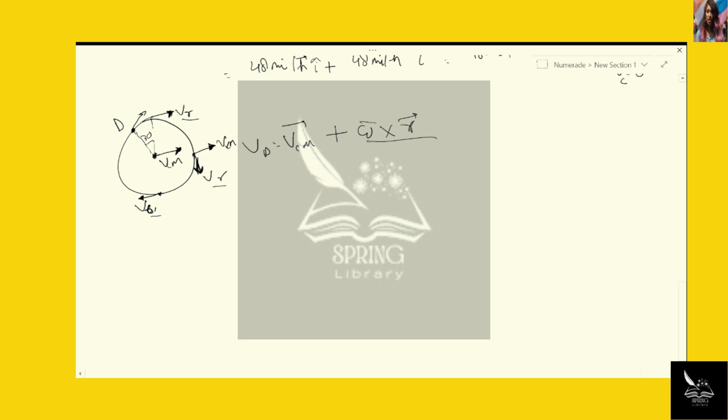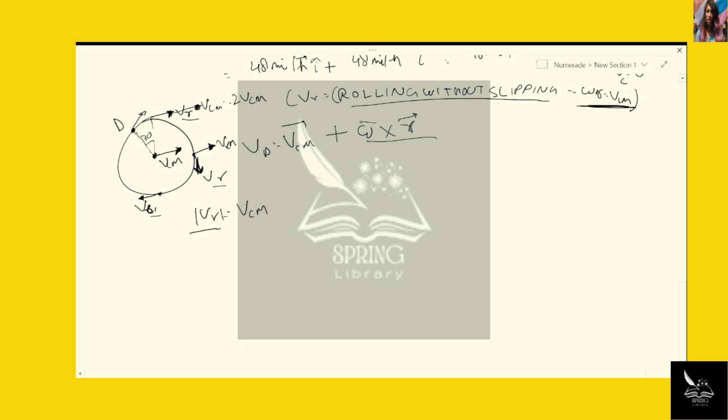Here it was VR plus VCM, which became 2 VCM, because what we found out is that VR for rolling without slipping is just omega r, which is just VCM. So because of the rolling without slipping condition, all these rotational velocities in their magnitude are equal to VCM. So mod VR equals mod VCM.